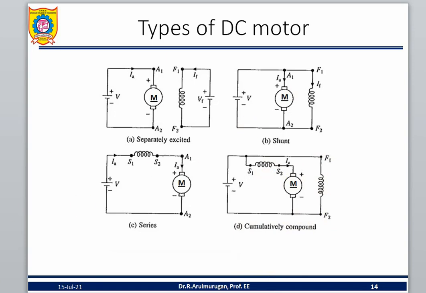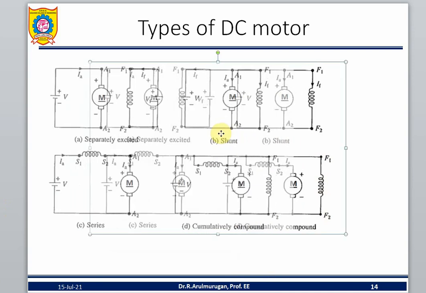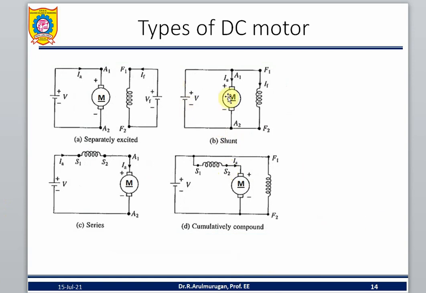Next we go with the working of the DC motor. I will teach you how it works. Okay, see here. This is the armature winding. This is a field winding. Think of your house: this is a father, and the father is giving you the chocolate.